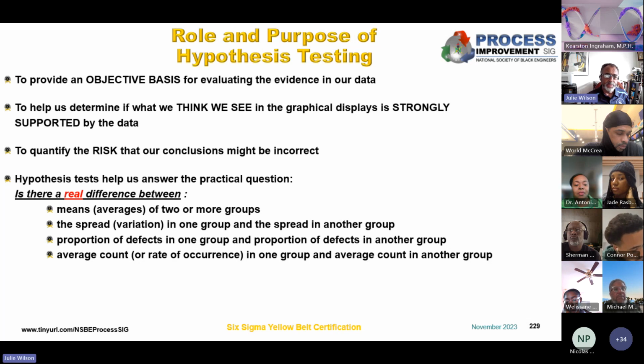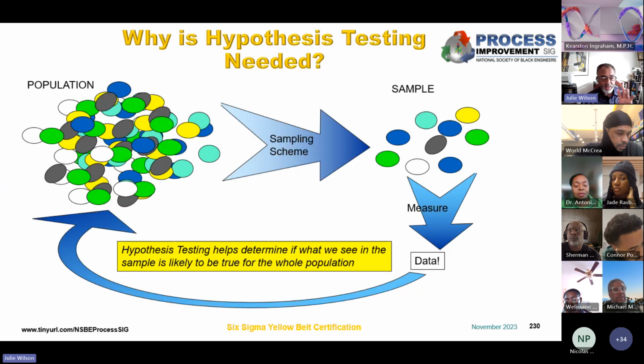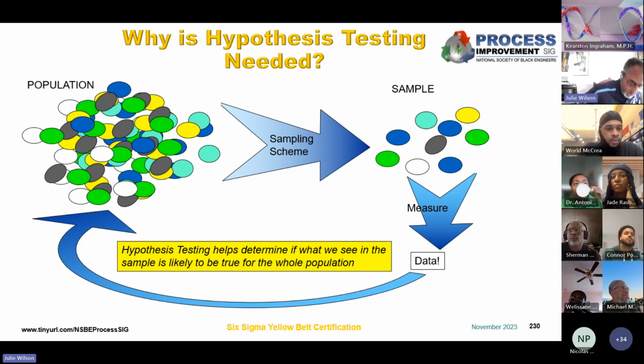So let's kind of get into it. Remember, we have a population and we have some kind of a sampling scheme. For example, if we're producing 1,000 parts a day, we're not going to test them all, but we may choose to randomly select 10 parts each day and test them to make sure that the process is operating consistently.